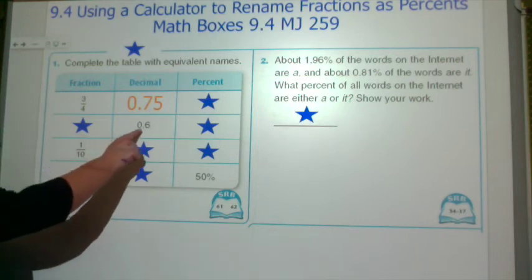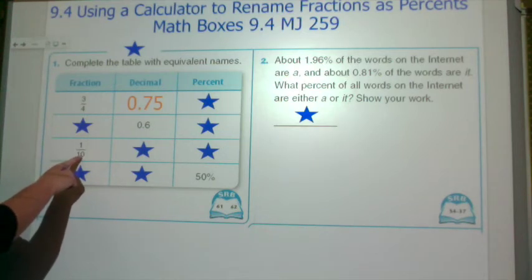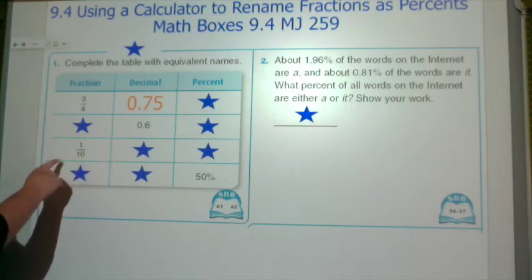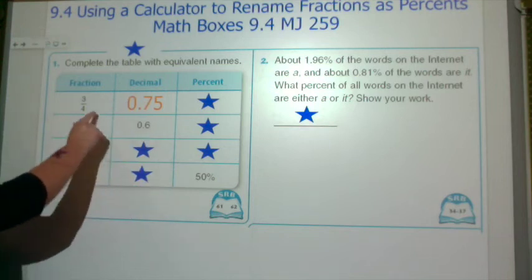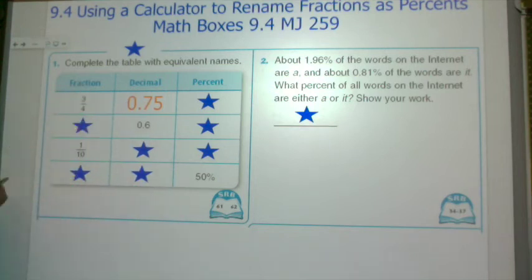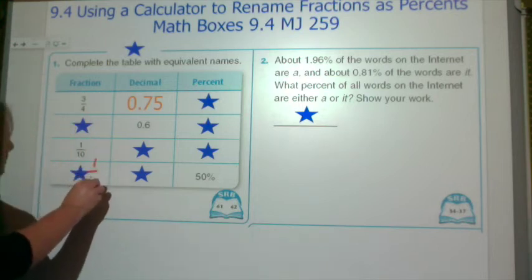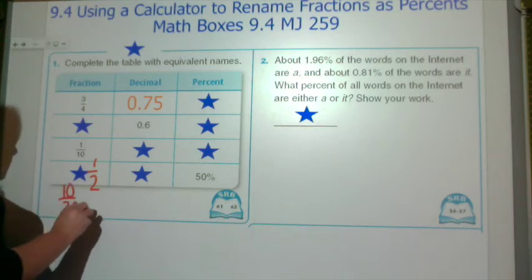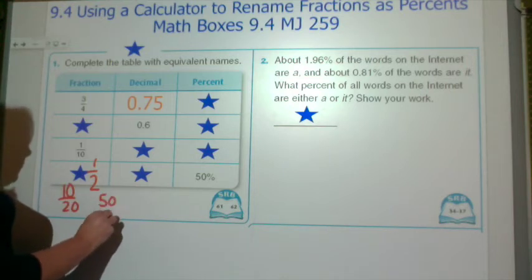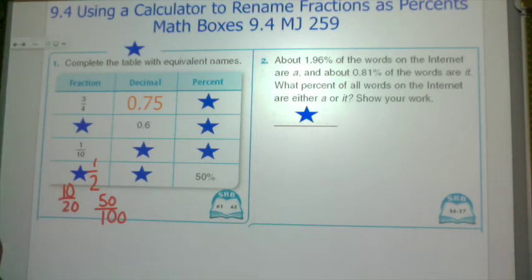Have you ever gotten a 6/10 or a 6 out of 10 on an AR test? Sure you have. Have you ever gotten a 1 out of 10 on an AR test? I hope not, but maybe it's happened. And then we have 50%, so you have to give me the decimal for 50% and the fraction for 50%. There's lots that you could use here. You could use half. That's probably the one that's underneath the star. You could use 10/20ths. You could use 50/100ths. Anytime the numerator is exactly half of the denominator, that means 1/2.